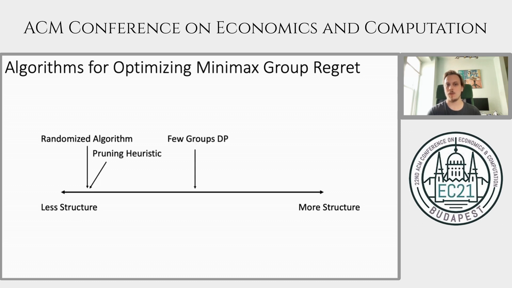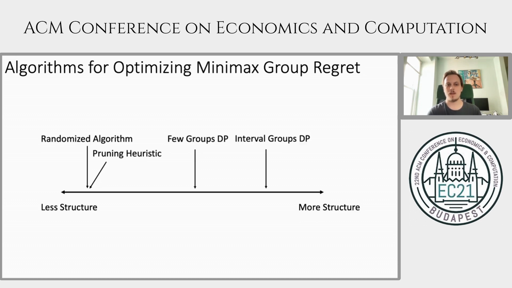Our next algorithm is a dynamic programming algorithm that optimally outputs a set of P portfolios that minimizes the maximum group regret, but it has running time that's exponential in the number of groups. So as long as we have a small number of groups, say 4 or 5, this algorithm can be used, but beyond that, it might become a little bit expensive.